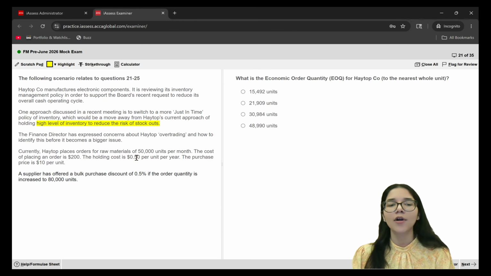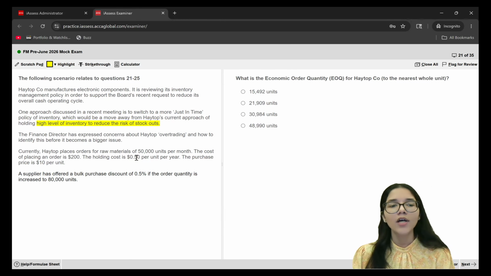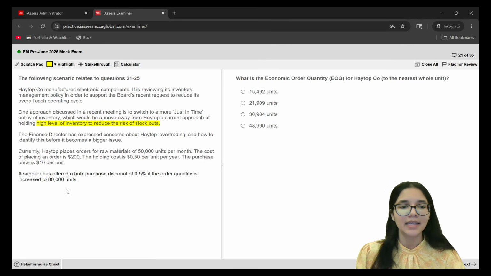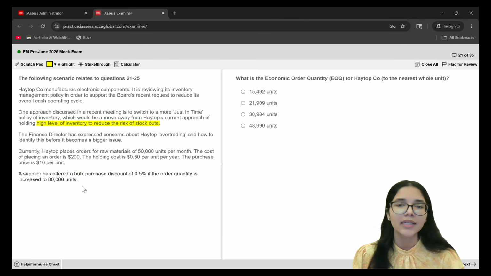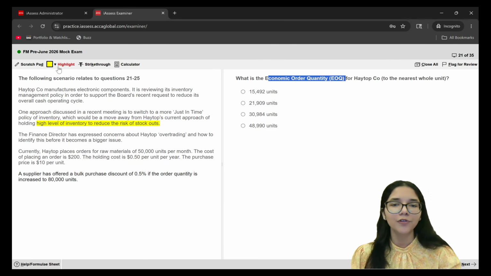Currently, Haytop places orders for raw materials of 50,000 units per month. The cost of placing an order is $200. The holding cost is $50 per unit per year. The purchase price is $10 per unit and the supplier has offered a bulk purchase discount of 0.5% if the order quantity is increased to 80,000 units. So the very first requirement wants me to calculate the EOQ for the Haytop.